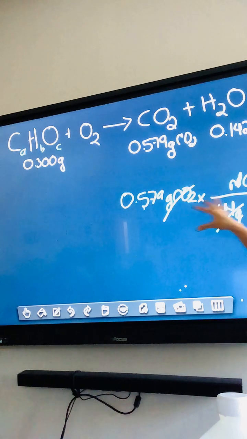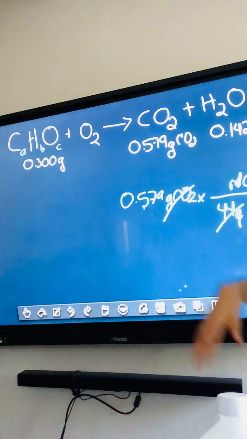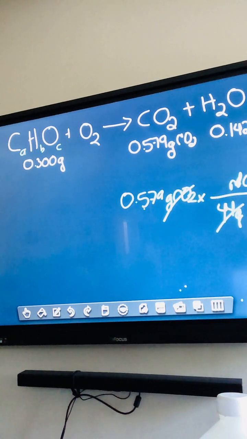You need to put these things away because you're going to use all this space. These calculations, put them to the side or somewhere else, because we're going to be using this space going down.